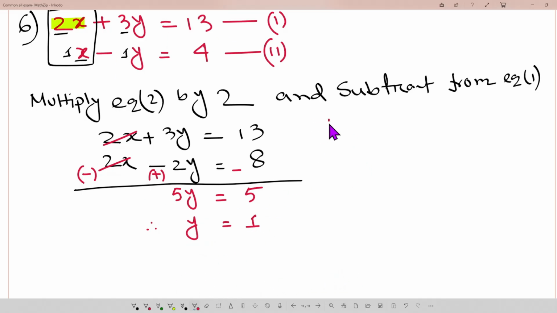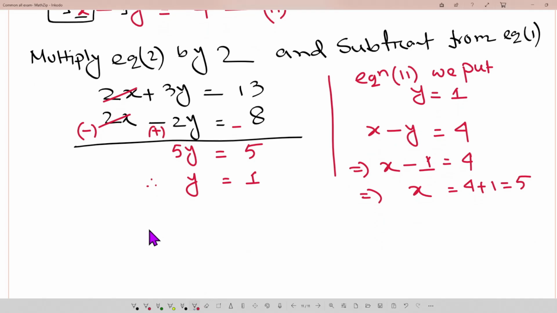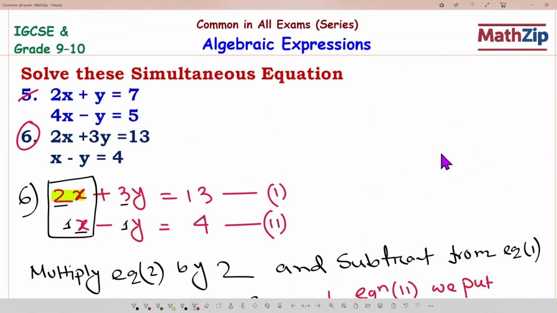So in any equation, now we will put this value. So in equation 2, we put y equals 1. So x minus y equals 4. Then x minus 1 equals 4. Then x, once we add 1 to both sides, it will be 4 plus 1, which means 5. So we can say x, y equals 5 and 1. This is our answer. So now we will check.